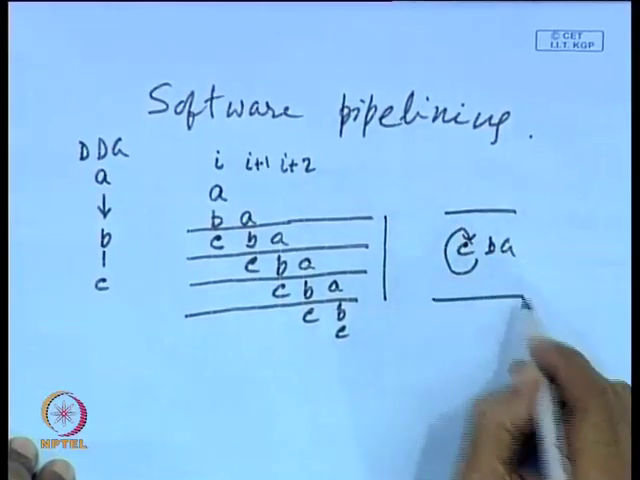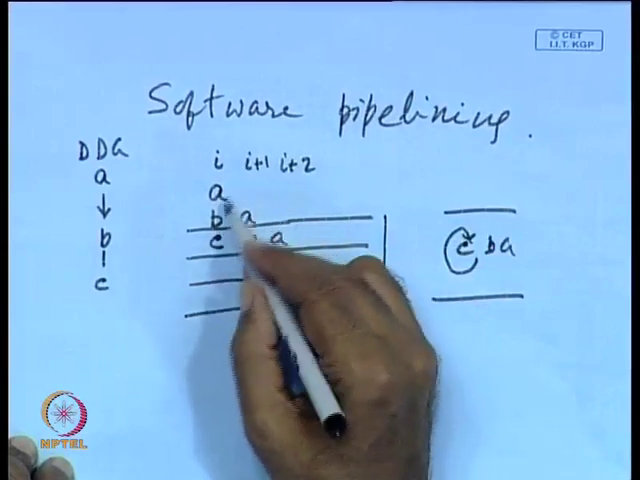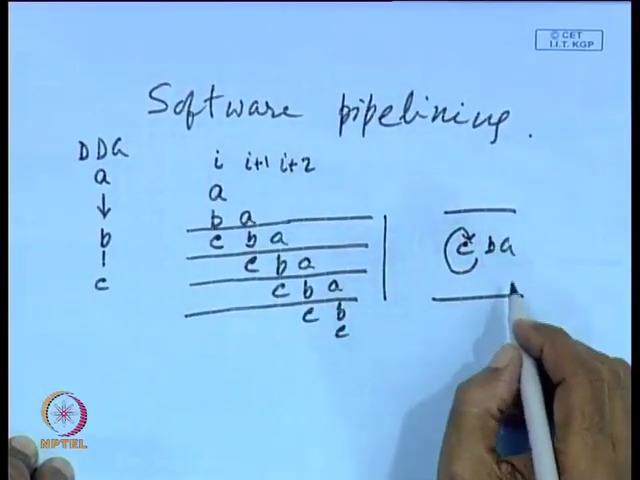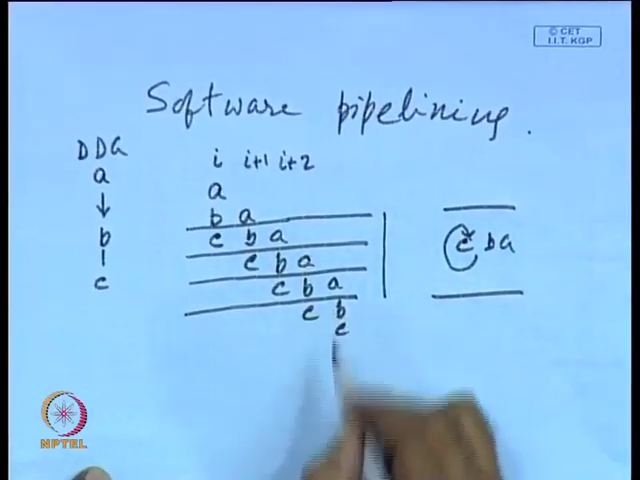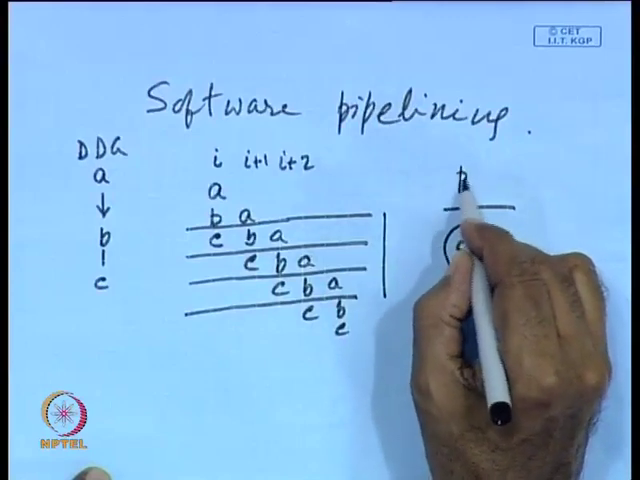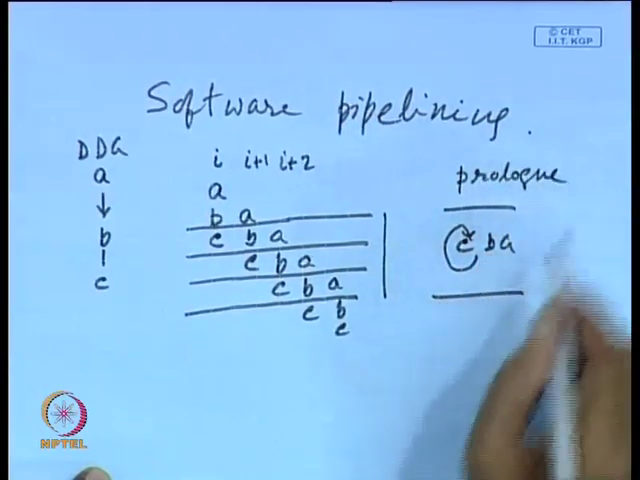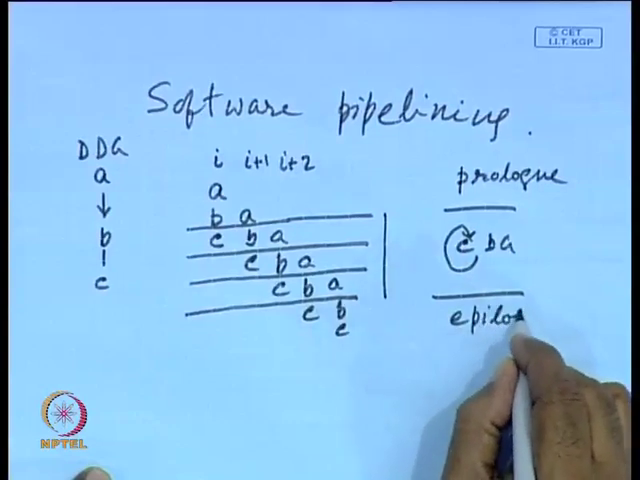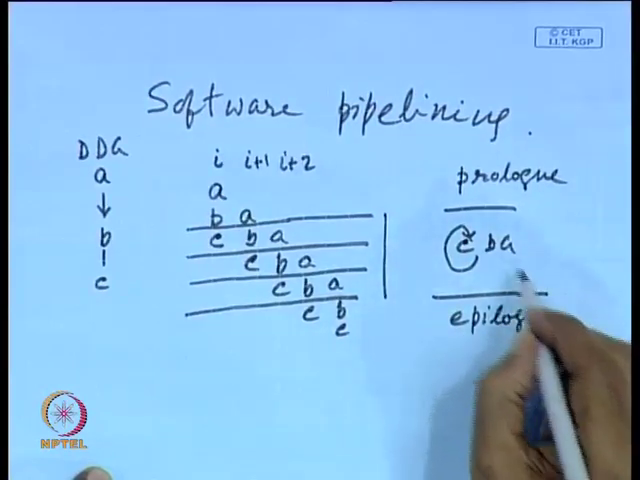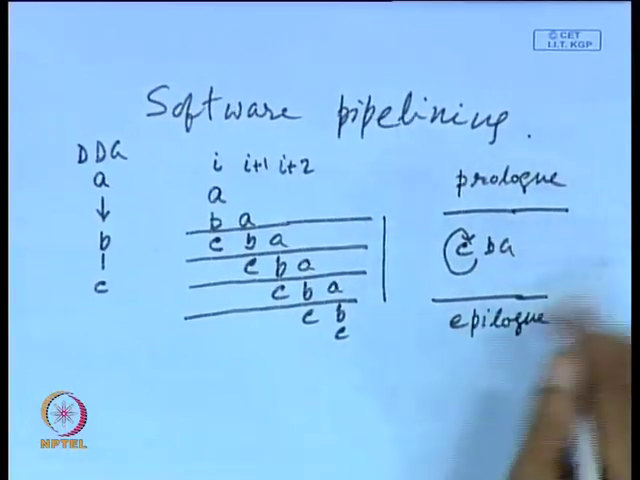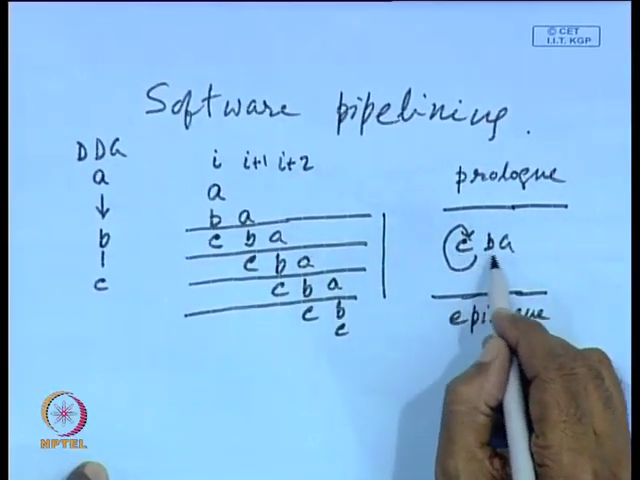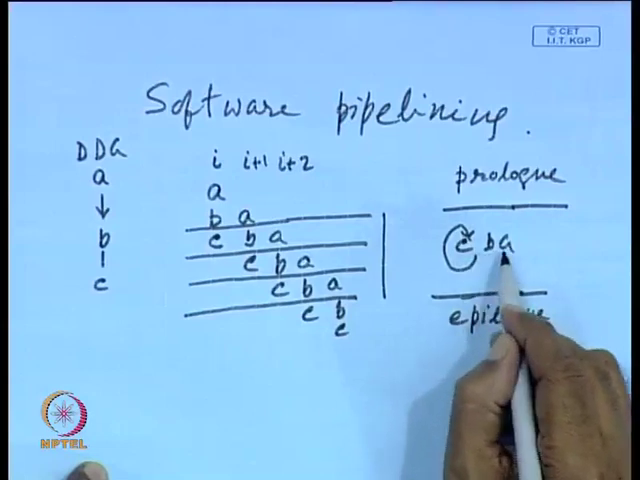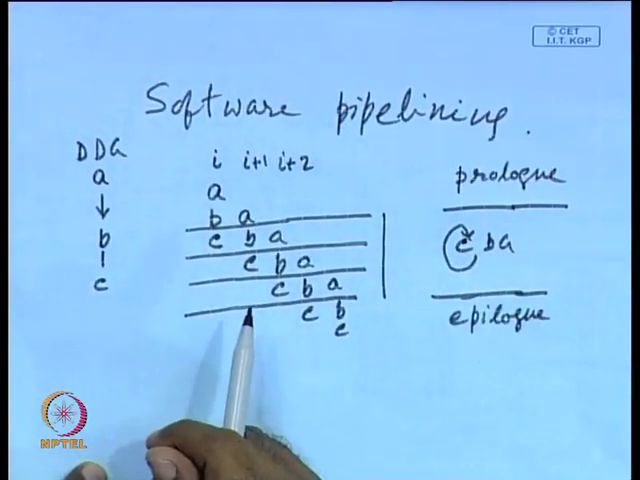Of course, these three instructions are to be executed, and you have to execute the remaining instructions which are left out. So, it will have a kind of prologue and epilogue. But this part can be executed in the form of a loop, and by doing this, since these three instructions are independent, there will be no stall in the pipeline.